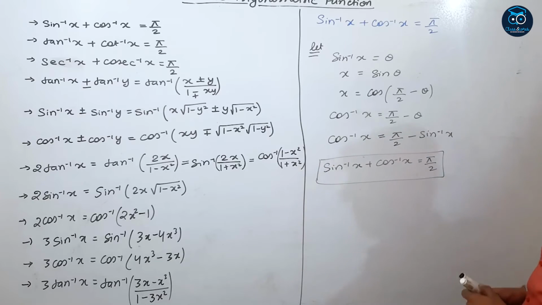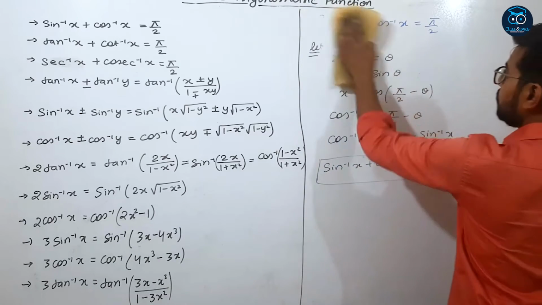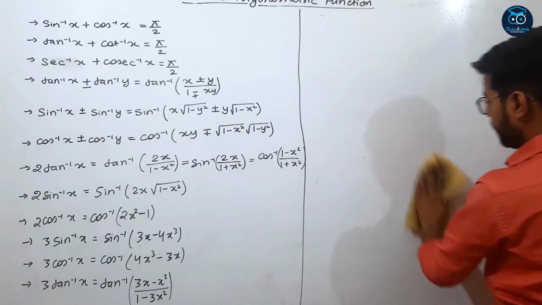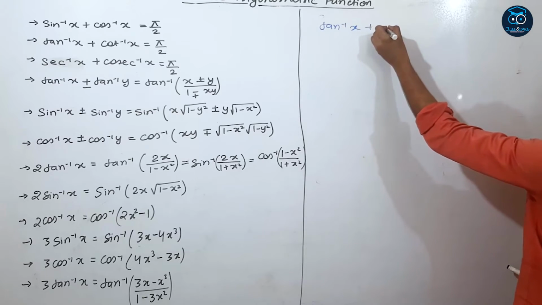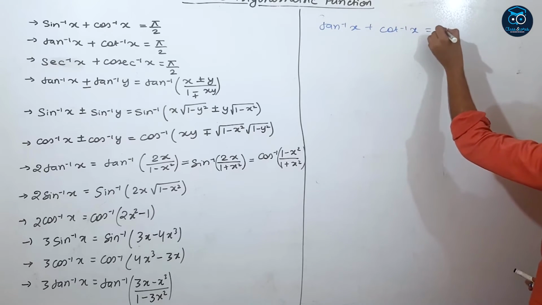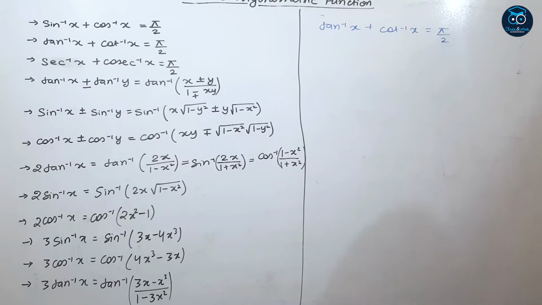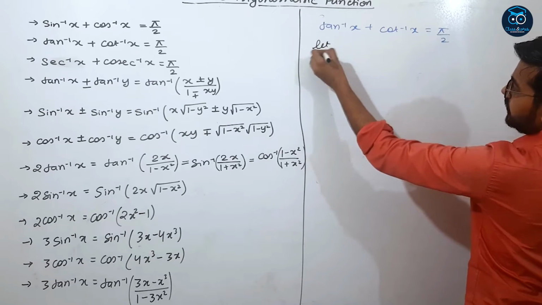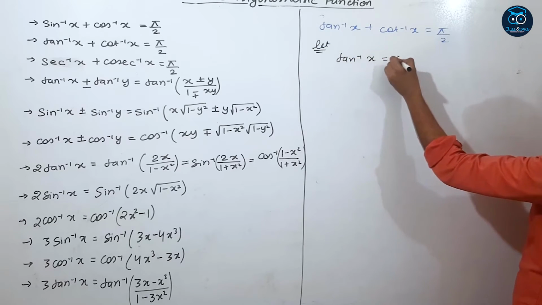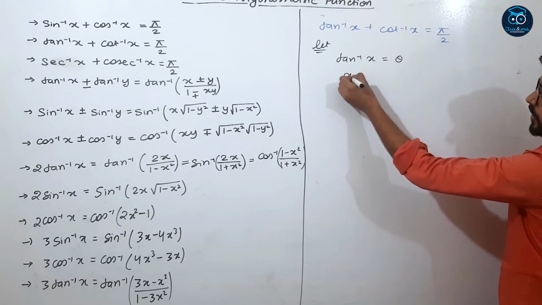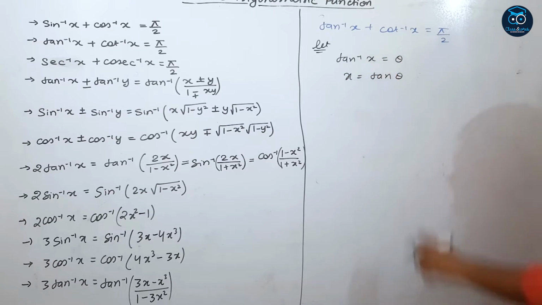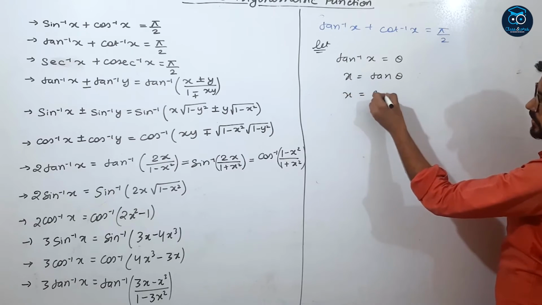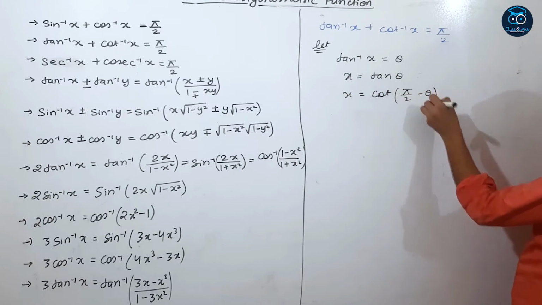Then we can move further to the second property. Now, our second property is tan inverse x plus cot inverse x equals pi by 2. Now, let tan inverse x equals theta. From this we can find the value of x, that is tan theta, and if we have to convert this tan function in terms of cot, then we can write cot pi by 2 minus theta.